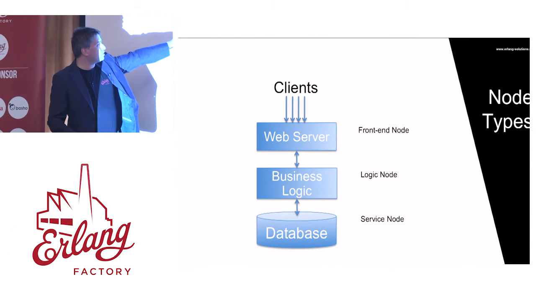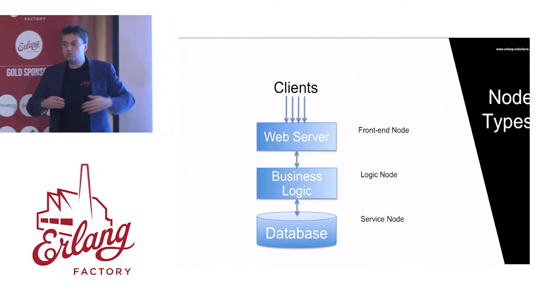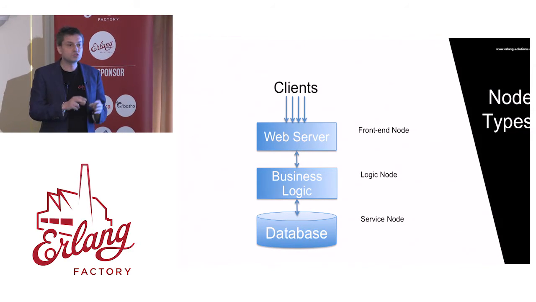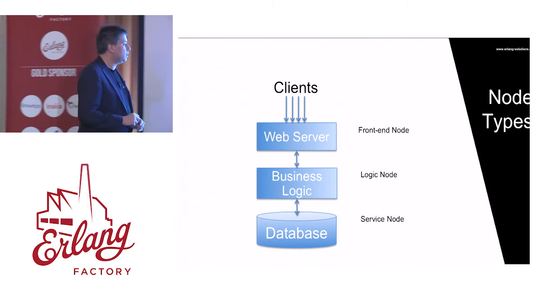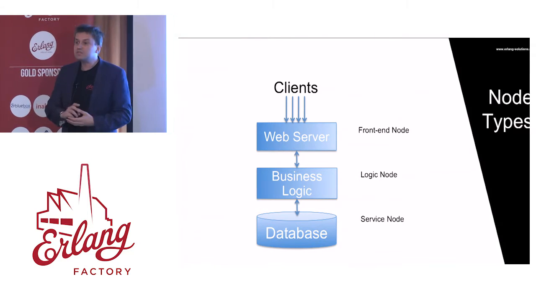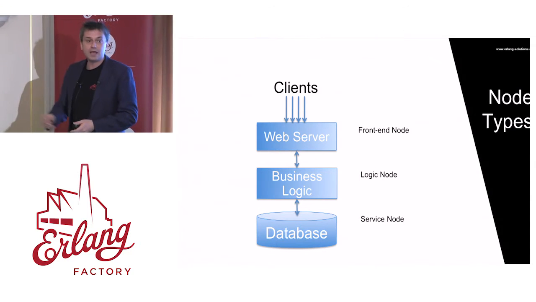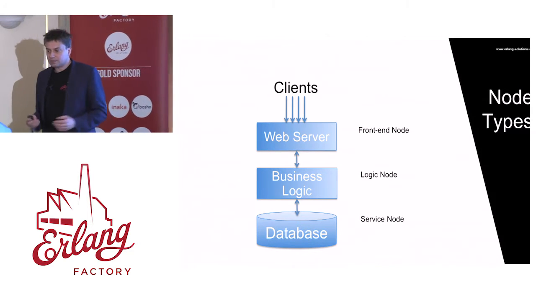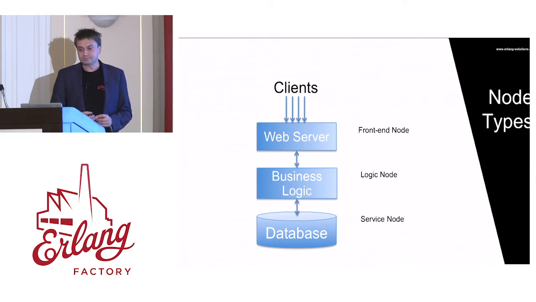So the important ones to think of here are front-end nodes. These are nodes which are usually client-facing. You've got logic nodes. These are the nodes which contain your business logic. And finally, you've got service nodes. These are nodes which provide some form of service. It could be a service towards an external API. It could be a database. It could be a cache. It could be a payment system.